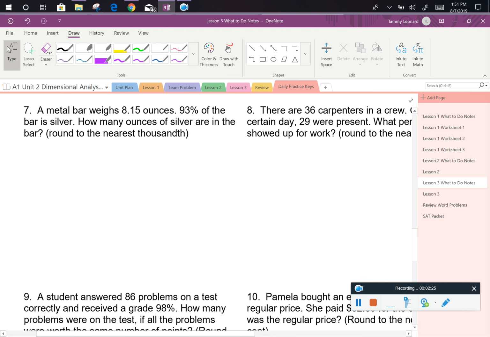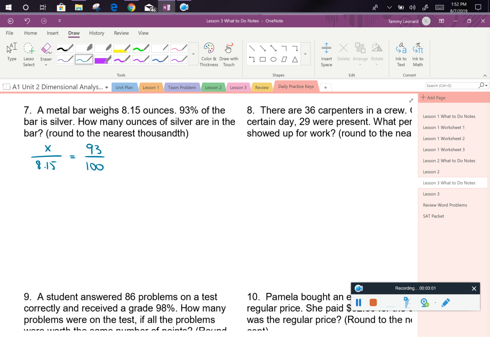A metal bar weighs 8.15 ounces. 93% of the bar is silver. How many ounces of silver are in the bar? Well, silver is just a portion of what is in the bar. So what we don't know is the part, how many ounces are actually silver. We do know that the bar has a total of 8.15 ounces and that 93% of that is silver. So we have x over 8.15 equals 93 over 100.